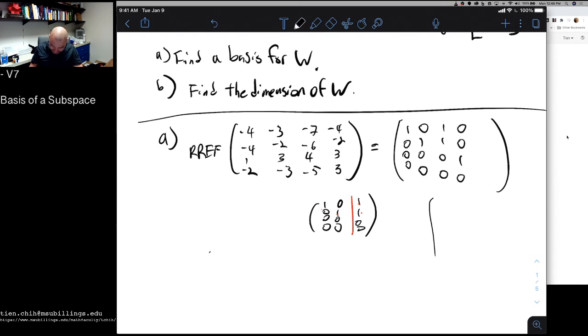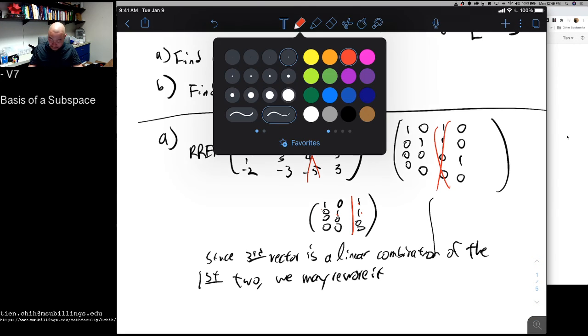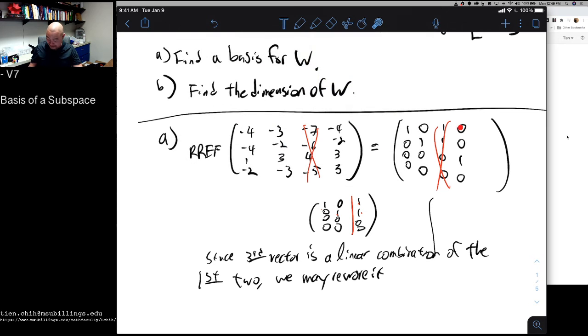So we know that since the third column is a linear combination of the first two, we may remove it. All right. So let's just ignore it then. What's left? What's left is this column.